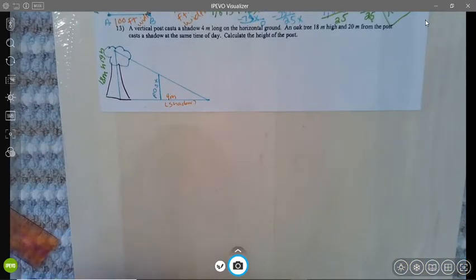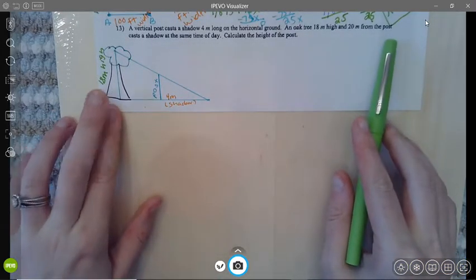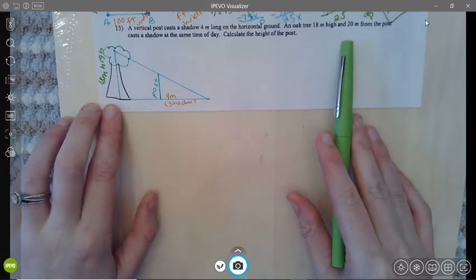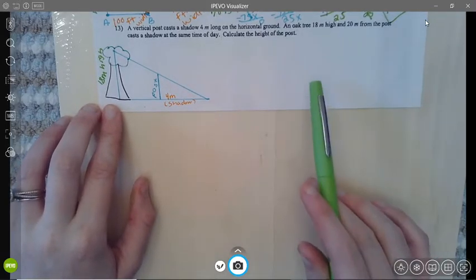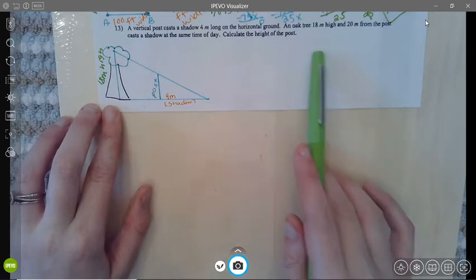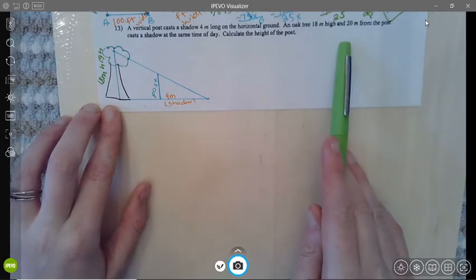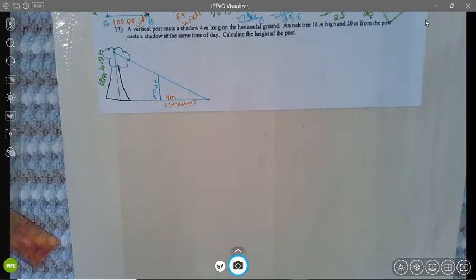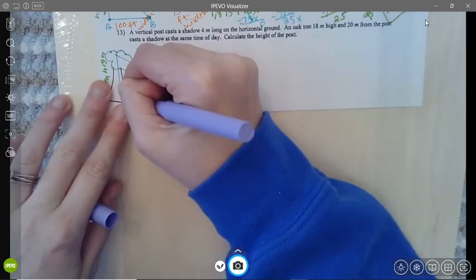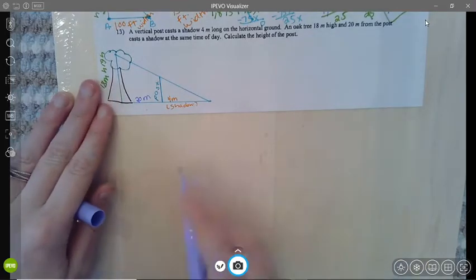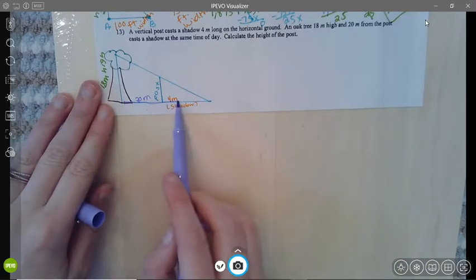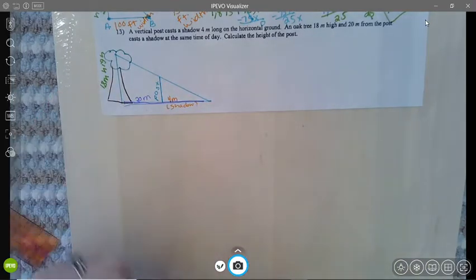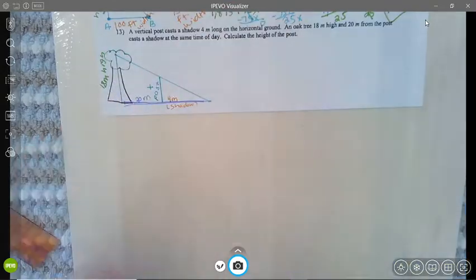Okay, and 20 meters from the post. So it does not say that the oak tree shadow is 20 meters. It says that the distance from the oak tree to the post is 20 meters. That is not the shadow of the oak tree. The shadow of the oak tree is this whole thing right here. And then it says we want to find the height of the post. So I'm trying to figure out what the height of the post is.